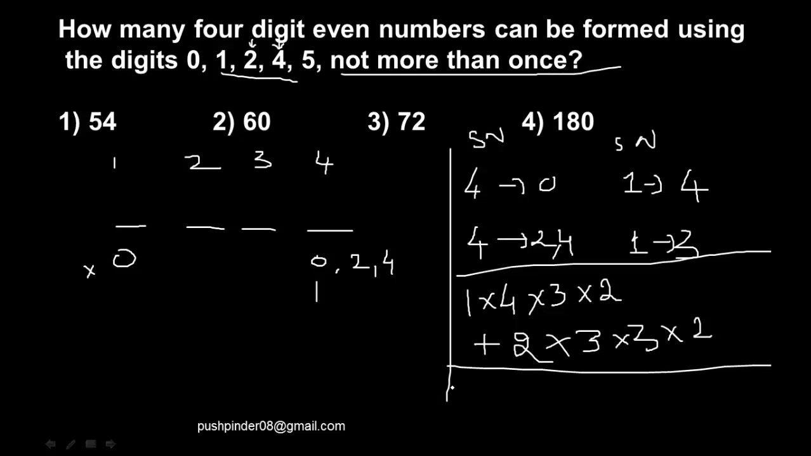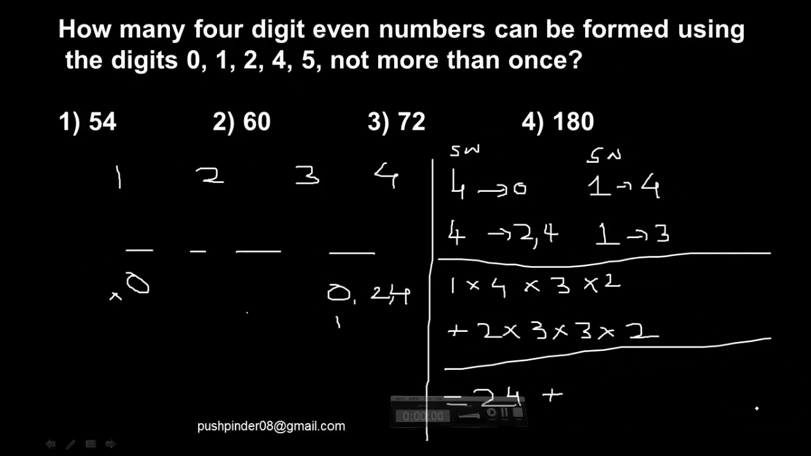So this becomes pretty simple if you solve it this way. If you solve it, it's 4 times 3, 12, times 2, 24, plus 3 into 3, 9, 9 4s are 36. So 24 plus 36 is equal to 60. So we got ourselves an answer.